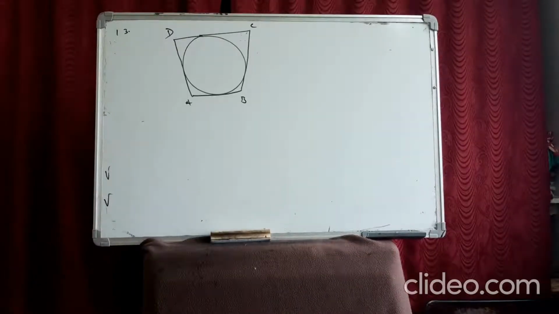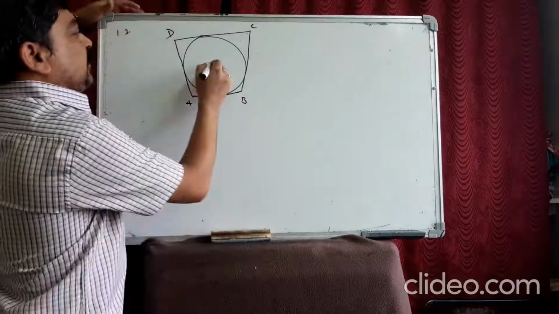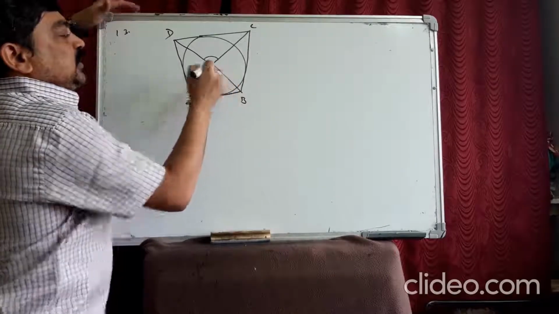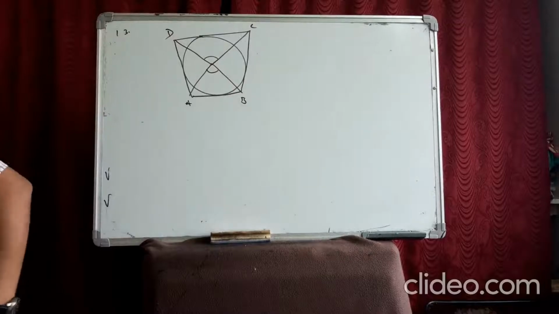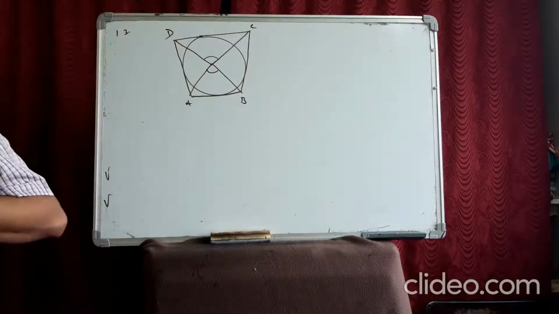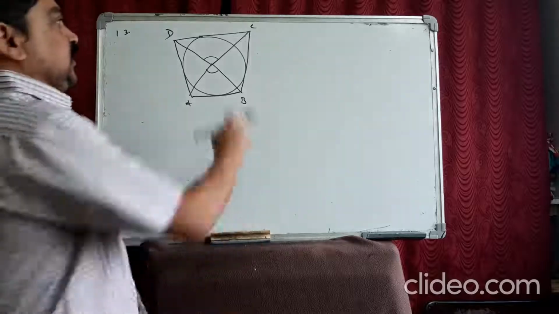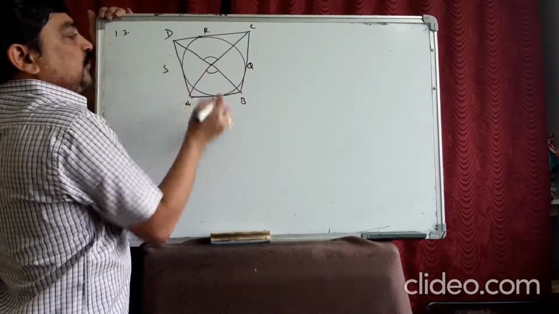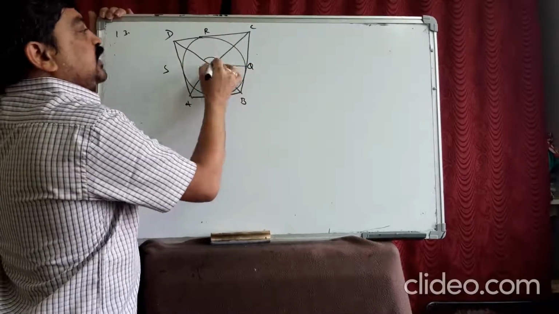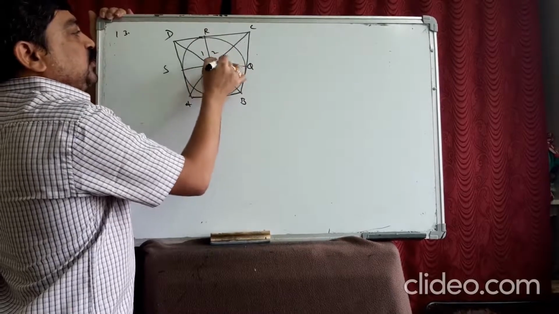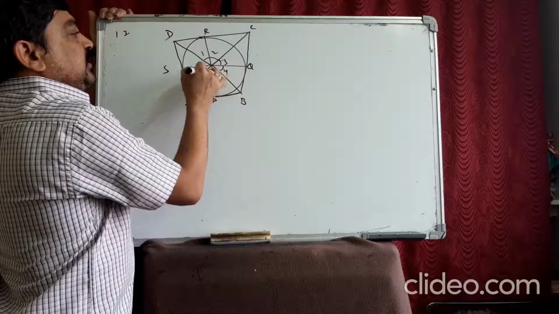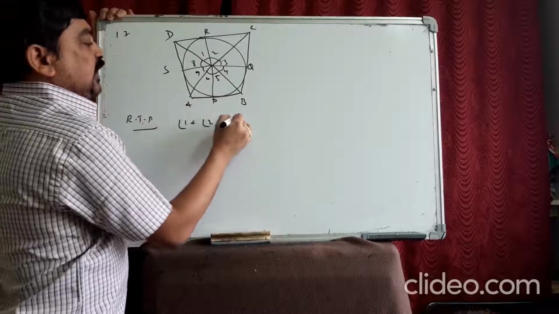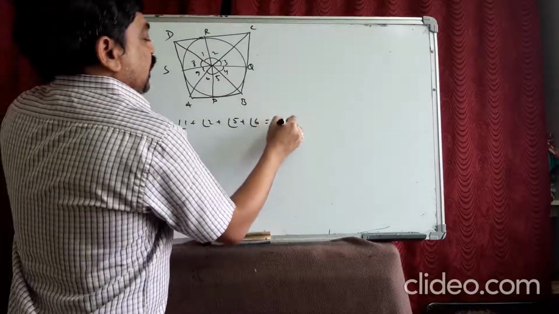See, in the 13th question, what we have to prove is that the opposite sides subtend supplementary angles at the center of the circle. That means this plus this should be equal to 180. That's what we have to prove. Opposite sides of a quadrilateral circumscribing a circle subtend supplementary angles at the center. Take PQRS and join the points of contact with the center and name the angles 1, 2, 3, 4, 5, 6, 7, 8. And what is your RTP here? Angle 1 plus angle 2 plus angle 5 plus angle 6 is equal to 180, we have to prove.